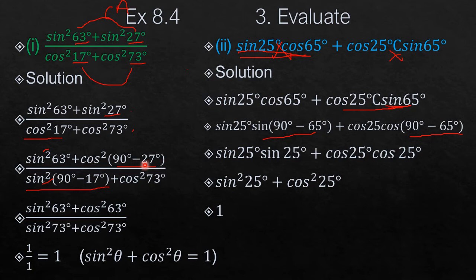Here you also use this same formula. Okay students, so what you get: sin 25 into sin 25 degree plus cos 25 into cos 25 degree. So sin 25 means sin square 25 degree plus cos 25 means plus cos square 25 degree. So what, sin square theta plus cos square theta is equal to 1. So this is your answer. Again here we use this same formula. Okay students, so this is our third question.